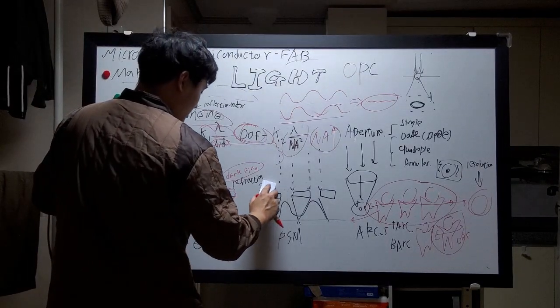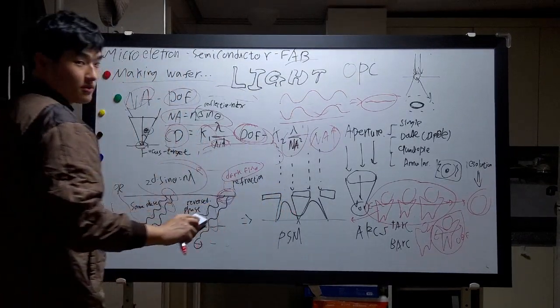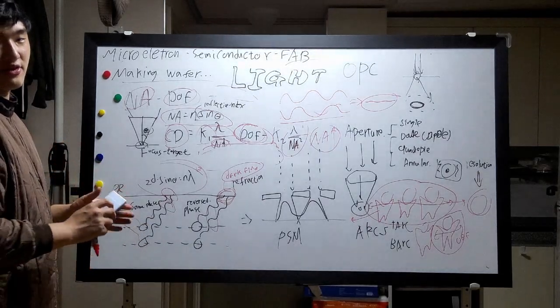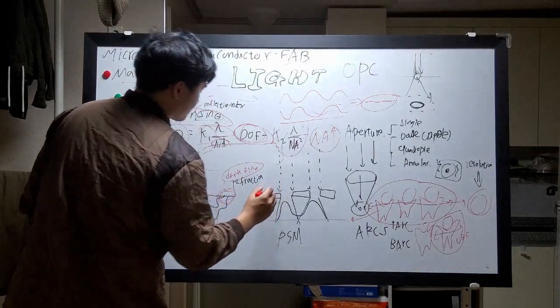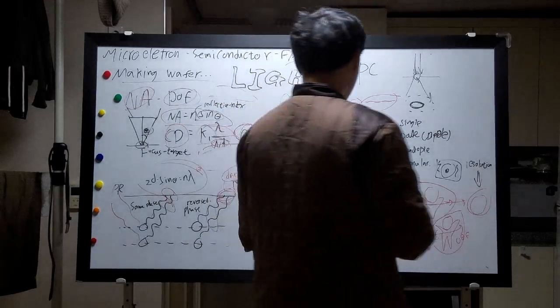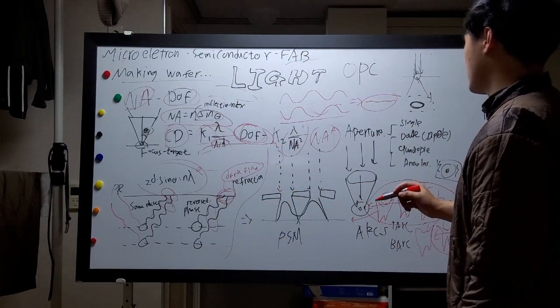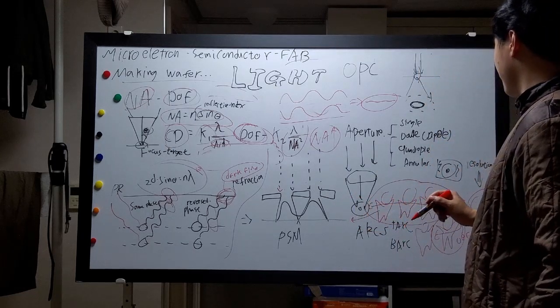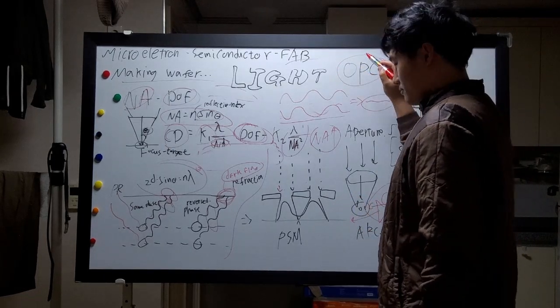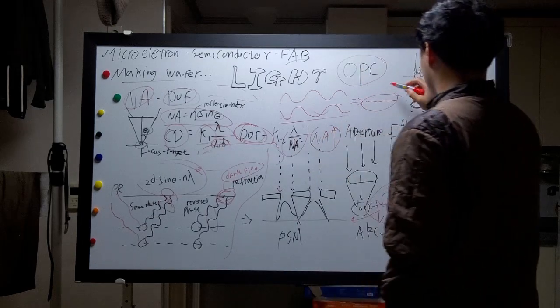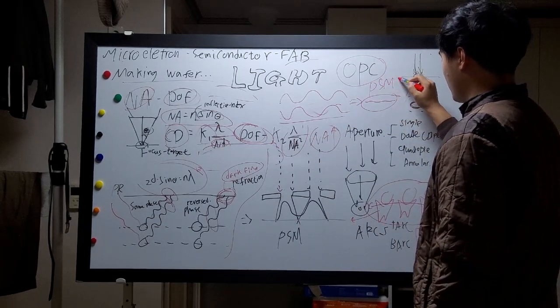So, controlling the light intensity and the interference of each light is very important. So, for these factors, here are some solutions. First, OPC, and secondary, the PSM.